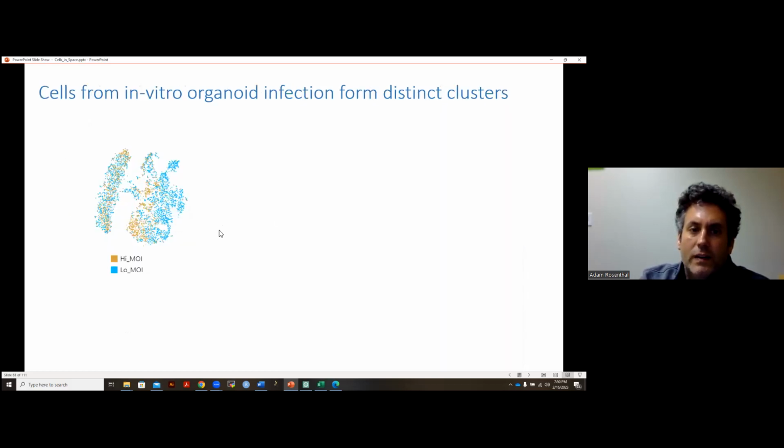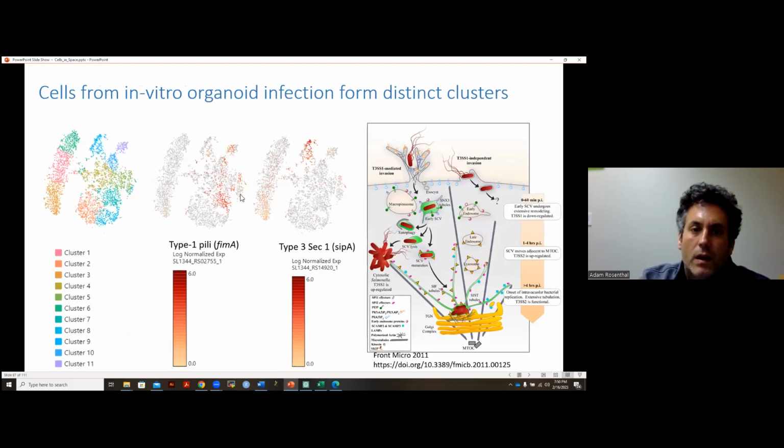And what we see is basically that the type 3 secretion, which is what allows these cells to invade, is really expressed by a subpopulation of cells. But fimbriae, which are these pili that allow it to attach and enter in a different way, is expressed by different cells. And I think that the reason for this is a little bit like the reason that I'm interested in arginine, that maybe these processes are incompatible.